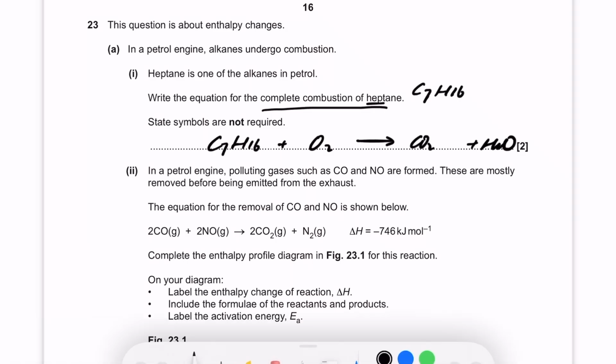And this is not the end of this question, because we still need to balance it out. We got 7 carbon on the left-hand side, which means I need 7 carbon on the right-hand side. We got 16 hydrogen on the left-hand side. I need the same number of hydrogen, so I need 8 portions of water.